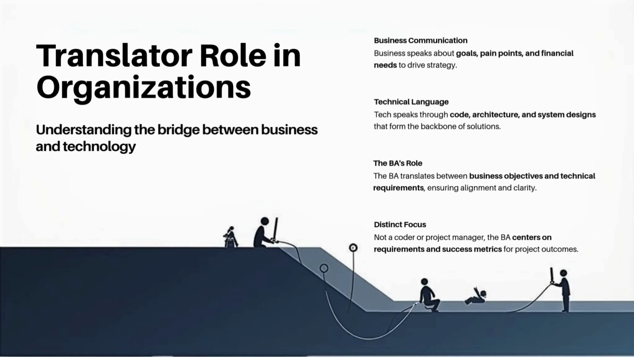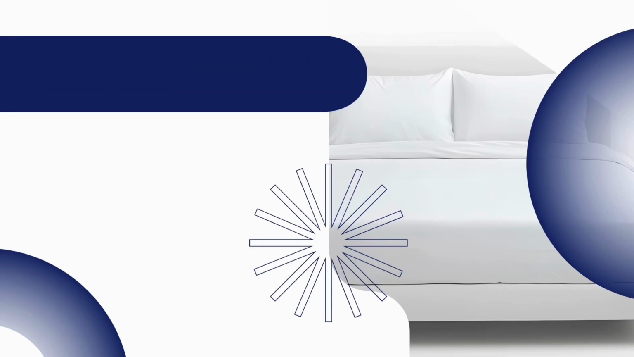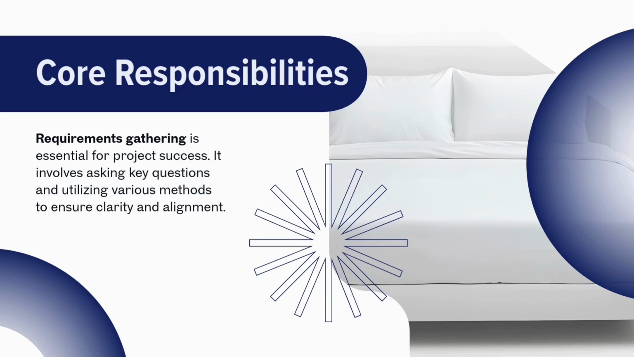A business analyst's daily tasks vary by industry and project, but 4 responsibilities show up again and again. The first is requirements gathering. This is the heart of the BA role. Gathering requirements means sitting down with stakeholders and asking thoughtful questions like, what's the current problem? What does success look like? And what features are must-have versus nice-to-have? BAs run workshops, conduct interviews, distribute surveys, and even shadow employees to see how work is done today.